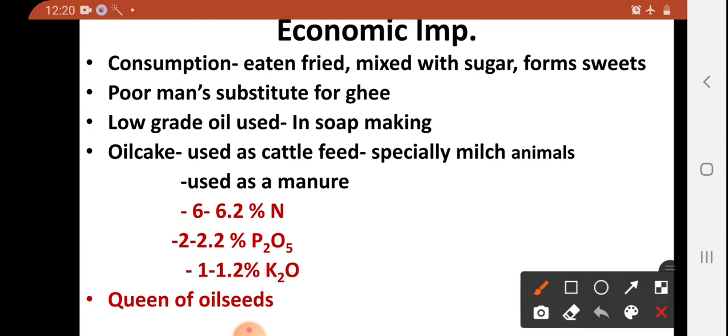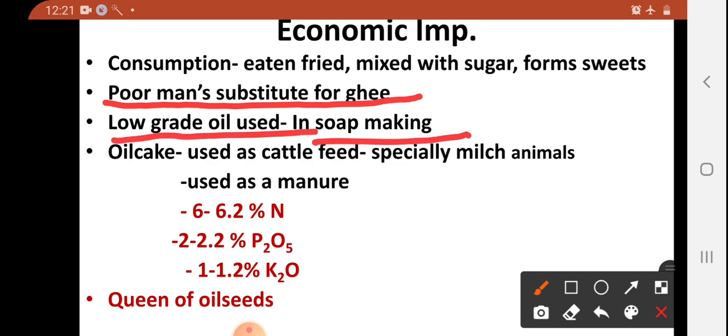This line is important for you for objective type questions. Which crop is called as poor man's substitute for ghee? So it is, yes, sesamum oil or sesamum. See, low grade oil of this sesamum crop is used in soap preparation. After oil extraction, oil cakes are prepared, and these oil cakes are used for animal feeding, especially for milch animals.